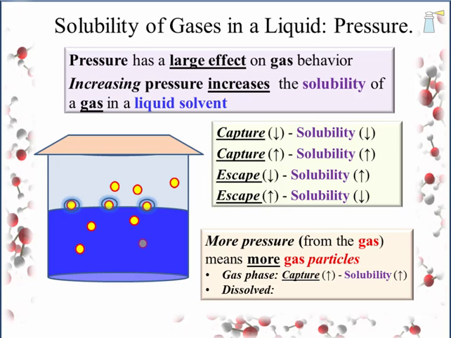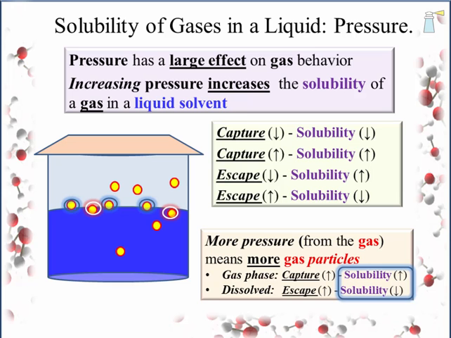Due to the high capture, there are more dissolved gas particles in the solvent. They too have thermal energy and move around. Since there are more dissolved gas particles, there are more particles with enough energy to escape. Escape will go up, which suggests that solubility should go down. There appears to be conflicting influence on the solubility due to pressure. The gas phase argues pressure increases solubility, while the dissolved phase argues that the gas should be less soluble.